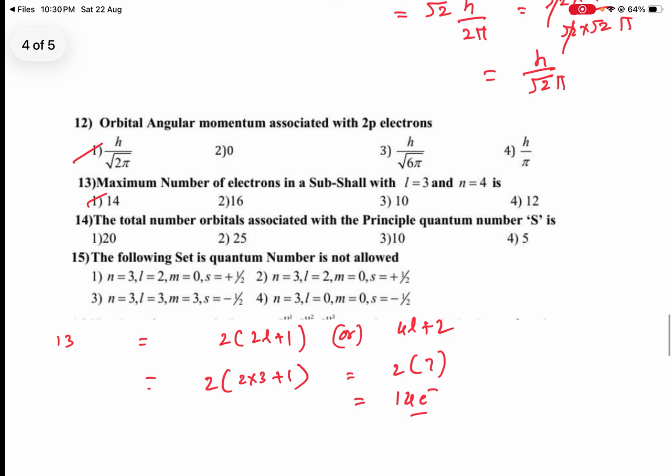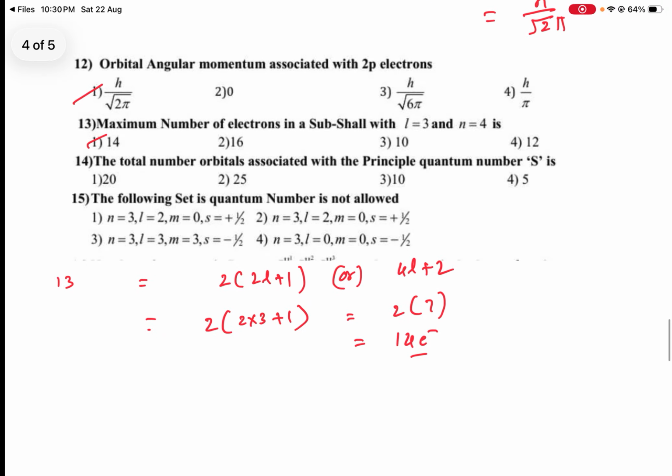Next, the total number of orbitals associated with the principal quantum number 5 is. Generally we know the principal quantum number is indicated by n, where n is equal to 1, 2, 3, 4, 5, 6 like that. They are represented as K, L, M, N, O like that. Here they are asking for the total number of orbitals.